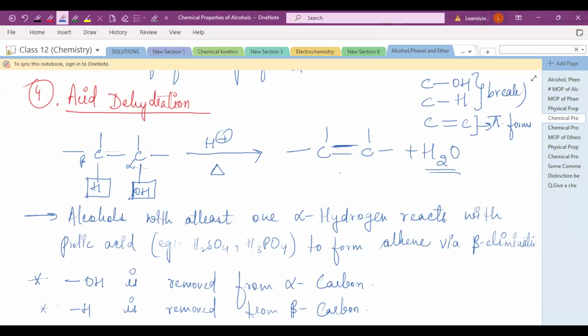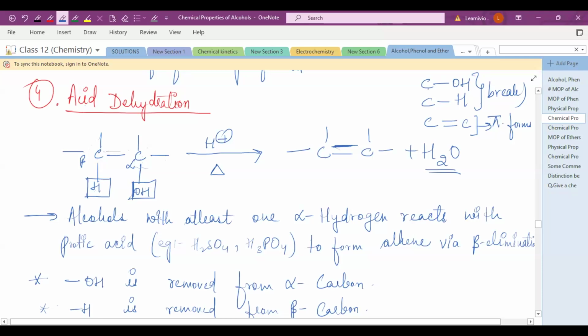Which type of acid? Which has protons, protic acid. Okay, so which groups are removed? The OH group is removed from the alpha carbon, and hydrogen is removed from the beta carbon. So that's why it is known as beta elimination reaction. From the beta position, you are eliminating the hydrogen, and from the alpha, you are eliminating the OH. Got my point? Yes, ma'am.